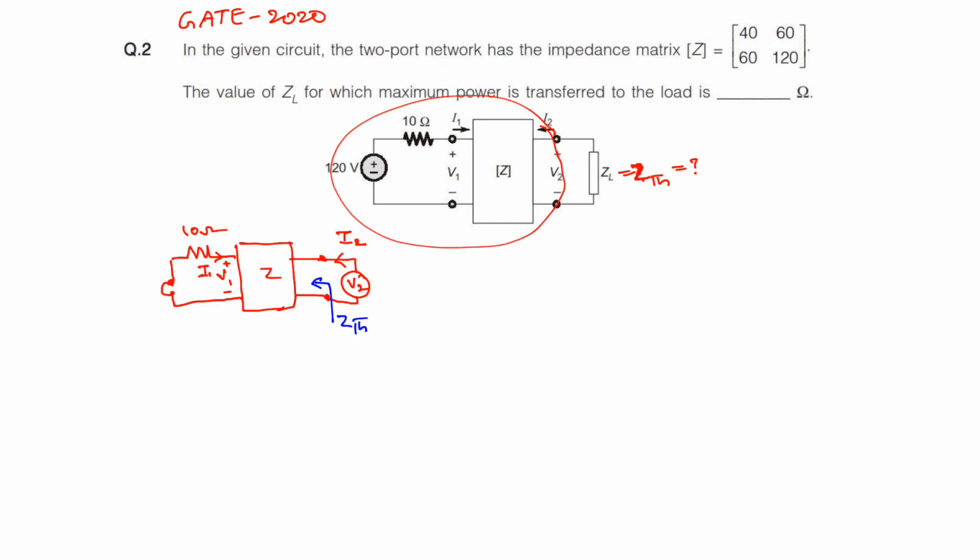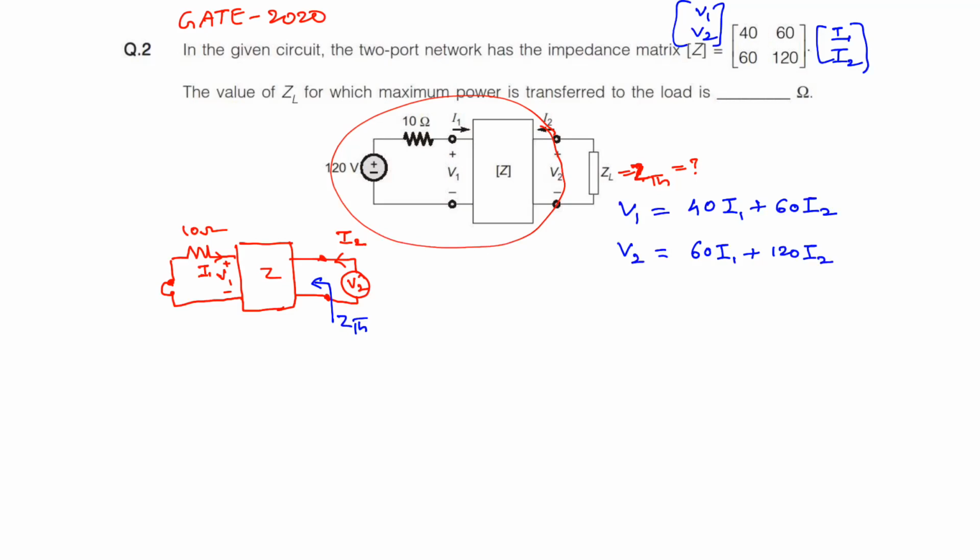From this impedance matrix, we can write V1, V2 equal to the matrix 40, 60, 60, 120 times I1, I2. This we know. So from these, you will get two equations. One is V1 is equal to 40 I1 plus 60 I2. Next, the second equation, V2 is equal to 60 I1 plus 120 I2. This is equation 1, and this is equation 2.